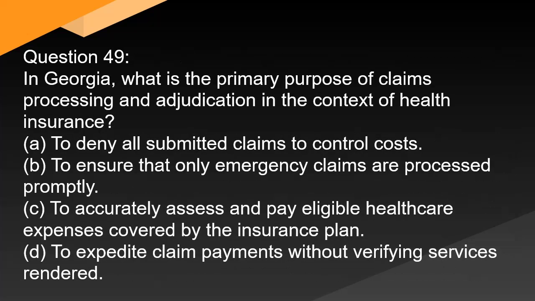Question 49. In Georgia, what is the primary purpose of claims processing and adjudication in the context of health insurance? A. To deny all submitted claims to control costs. B. To ensure that only emergency claims are processed promptly. C. To accurately assess and pay eligible healthcare expenses covered by the insurance plan. D. To expedite claim payments without verifying services rendered.